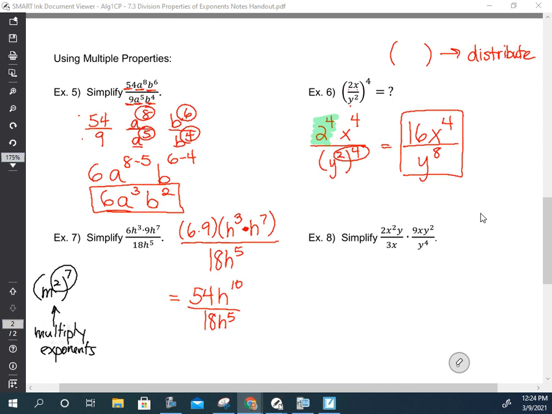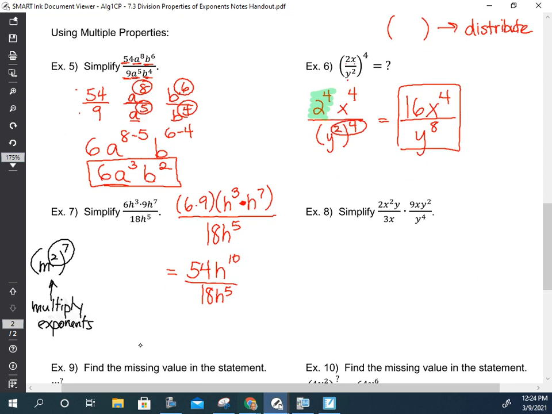So, this ain't our final answer yet, though. We still got to do 54 divided by 18, and we got to take care of the h's. So, 54 divided by 18 gives us what? 3. That's 3. And then we have to take h to the 10th divided by h to the 5th. So when we're dividing, what do we do with the exponents? So what are we going to do with the 10 and the 5?